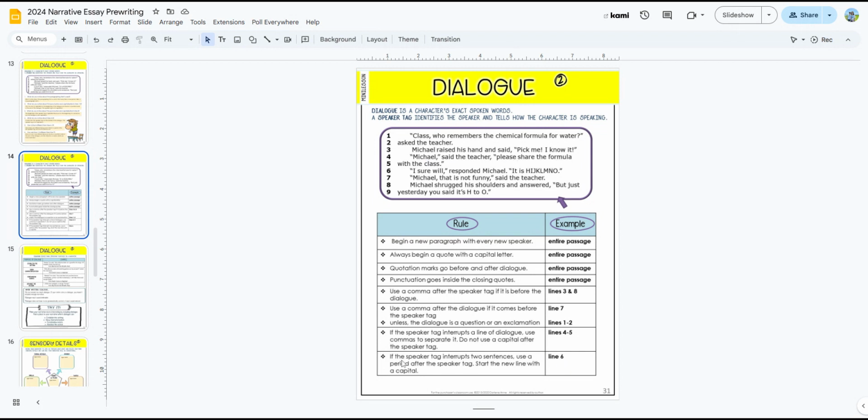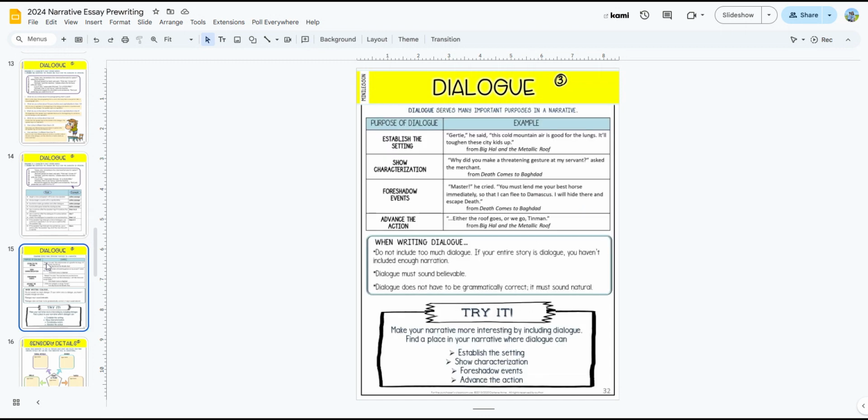And this one's a little different. It says if the speaker tag interrupts 2 sentences, use a period after the speaker tag, start a new line with a capital letter. So in line 6, we have dialogue here. This is a full sentence, remember. And then we have our speaker tag with a period at the end. And then we have another sentence after the speaker tag. And this one also starts with a capital letter and has its own punctuation. So this is a great slide to refer back to when you're creating your dialogue in your narrative.